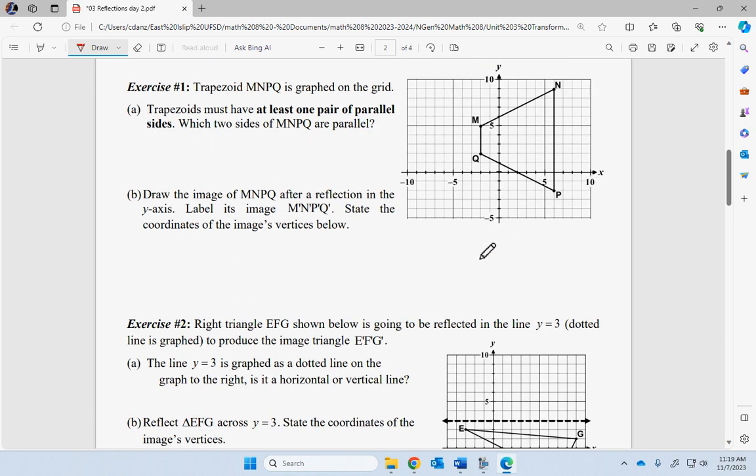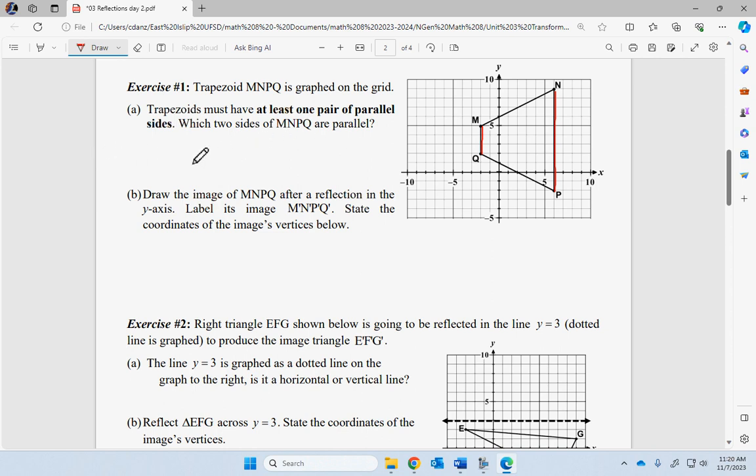So exercise 1. Now we're going to deal with the trapezoid called MNPQ. It's already graphed for us. An interesting fact about trapezoids is that there is at least one pair of parallel sides. Take a look right here. QM is parallel to PN, right? Those two sides are parallel. So a trapezoid has one pair of parallel sides.